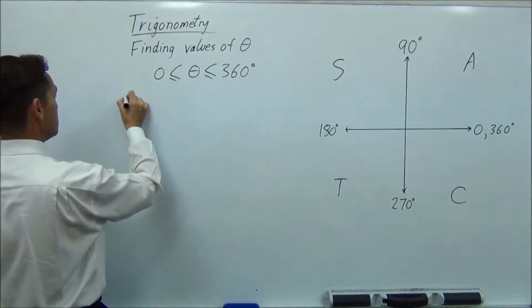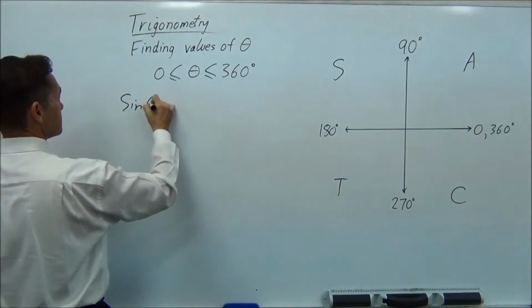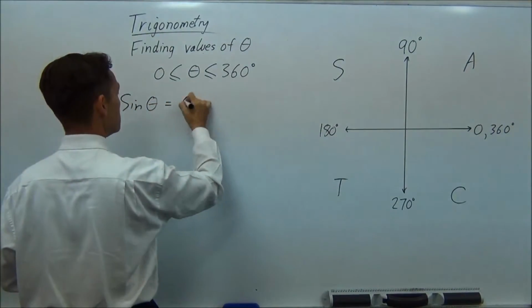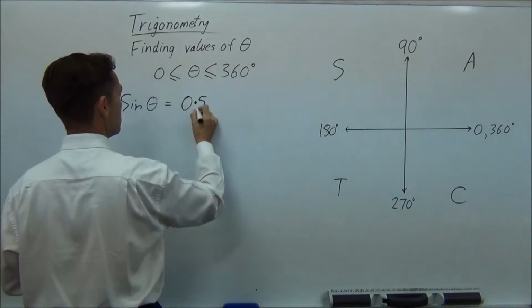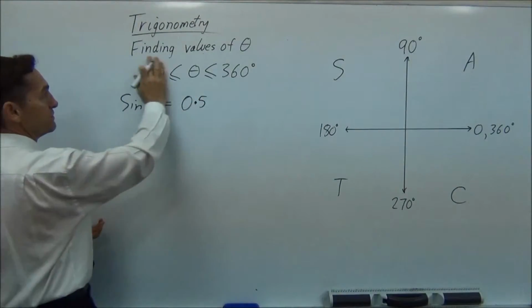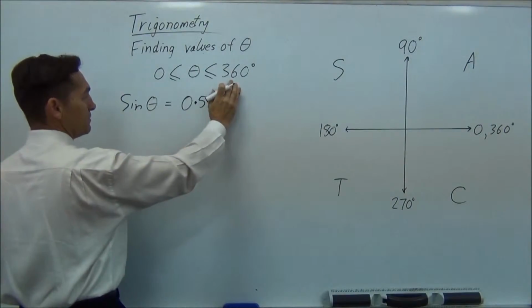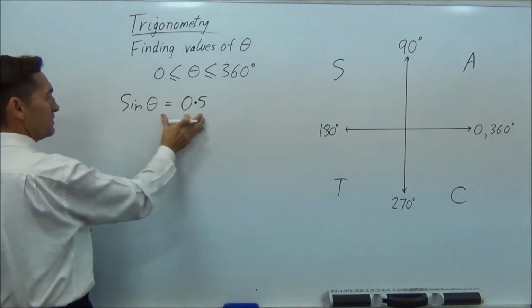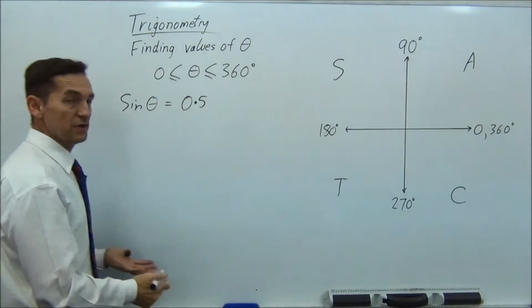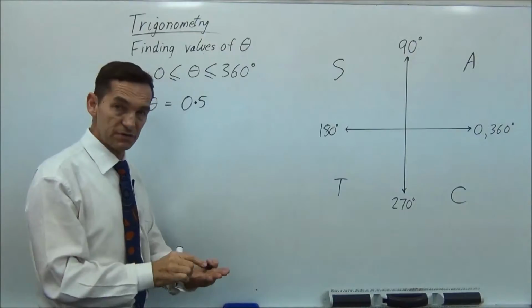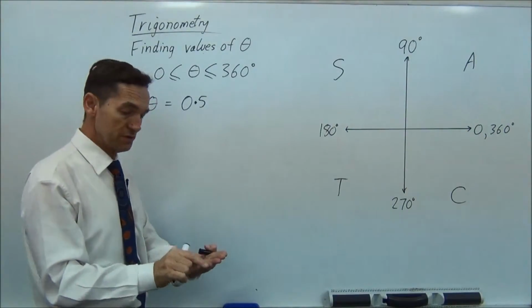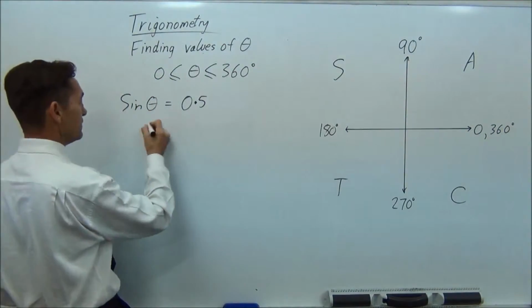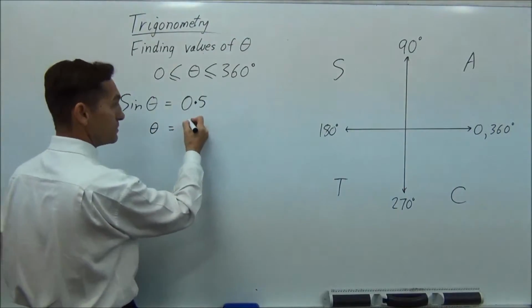So let's make up sine theta equals 0.5, and the question says find values of theta with this condition of sine theta equals 0.5. So the quickest way to start is to grab your calculator and go shift sine 0.5 equals, and that will give you a value of 30 degrees.